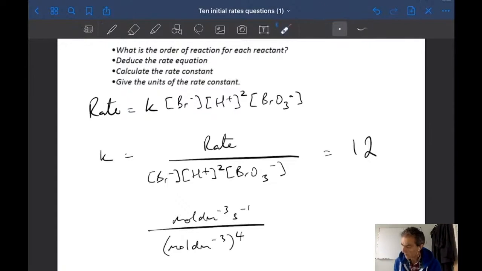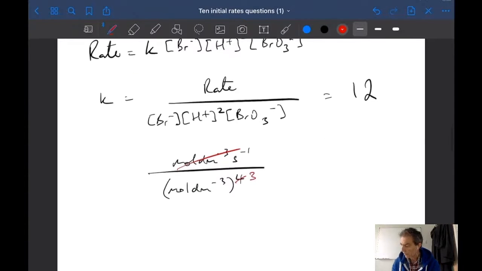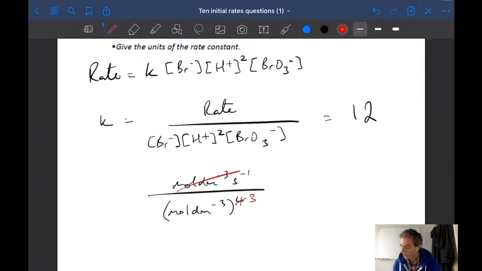Okay, just explain that again. Moles per decimeter cubed times moles per decimeter cubed squared times moles per decimeter cubed is moles per decimeter cubed to the power 4. So effectively, when we cancel that, we can knock that down to a 3. So we've got 1 over moles per decimeter cubed. So when that all goes up to the top, you get dm to the 9 mol to the minus 3 s to the minus 1. So they would be the units for that rate constant.